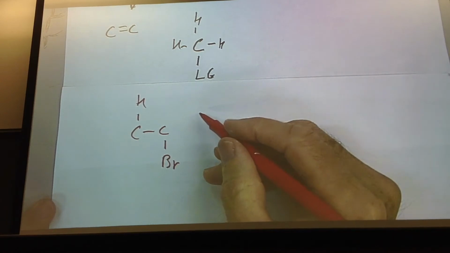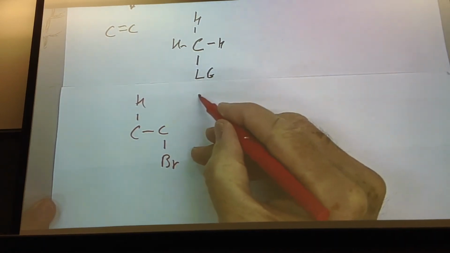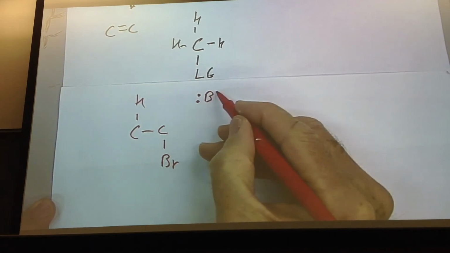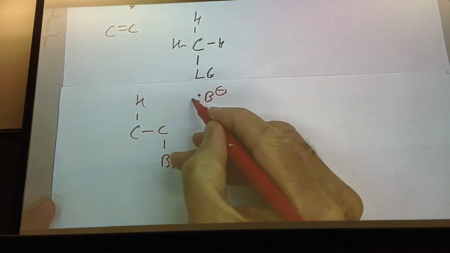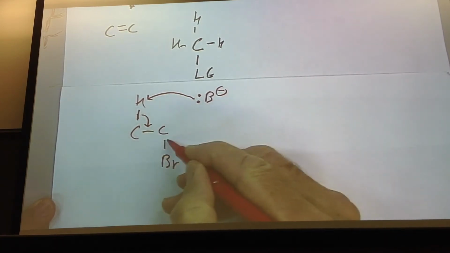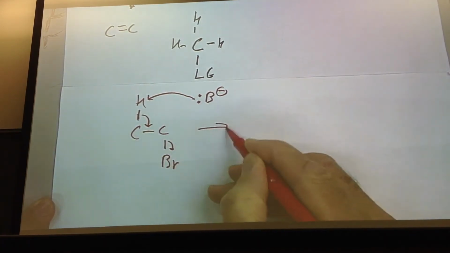And I'm going to add something that has a lone pair, and it's going to attack a hydrogen, so I'm going to call it a base. Okay? And usually it's negatively charged. And you just close this, this swings down here, and this leaves. And you get your products.